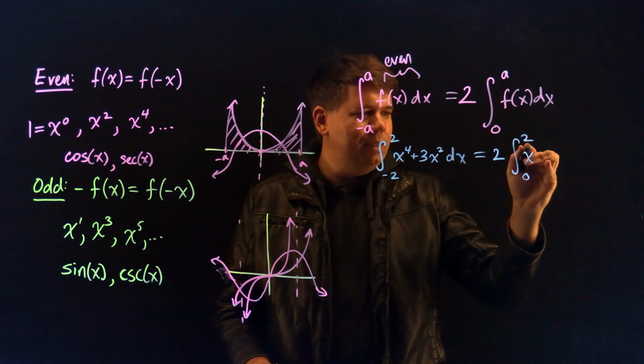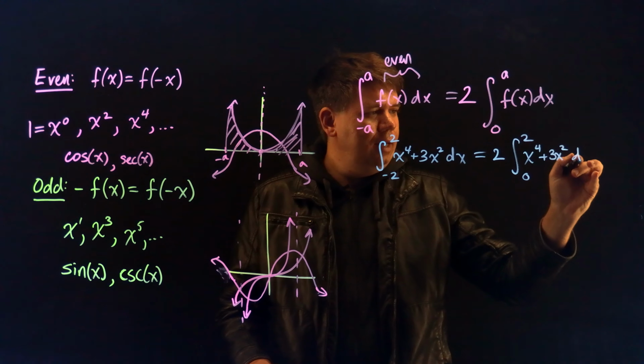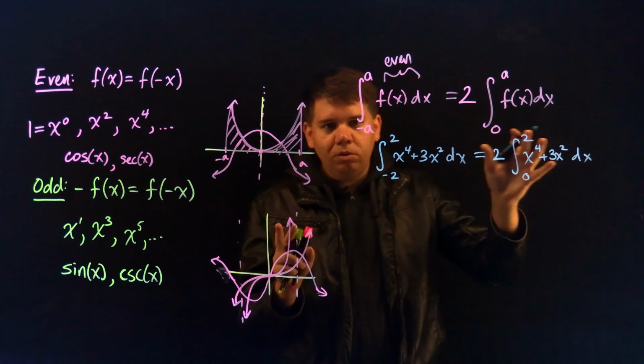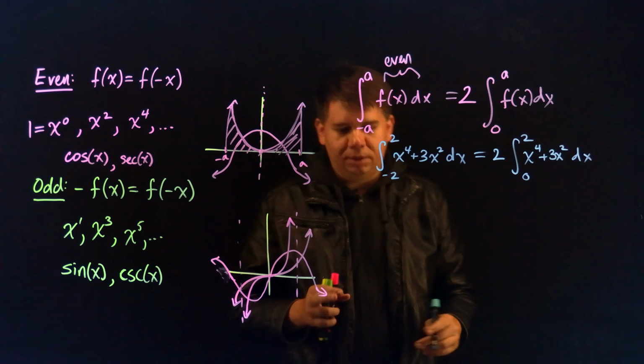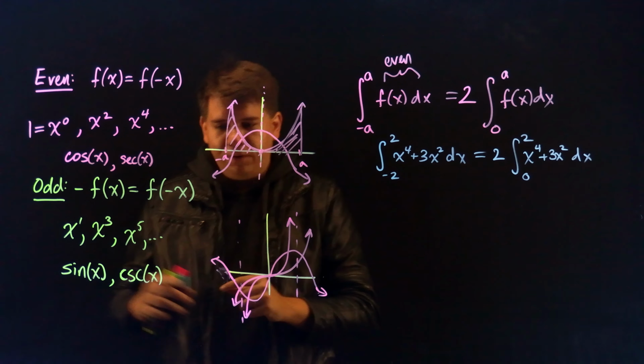And maybe that becomes a little bit easier to solve because once you find the antiderivative, plugging in 0 is going to be easier than plugging in negative 2. So not a huge time saver, but a small time saver. The more significant observation is for odd functions.